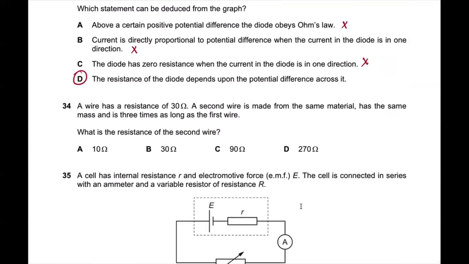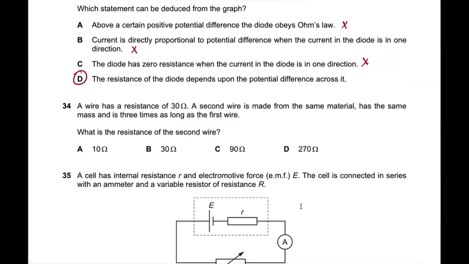Question 34, resistance. A wire has a resistance of 30 ohms. The second wire is made from the same material, so this means resistivity is the same. Same mass, mass has no effect on resistance, and is 3 times as long as the first wire. What is the resistance of the second wire?